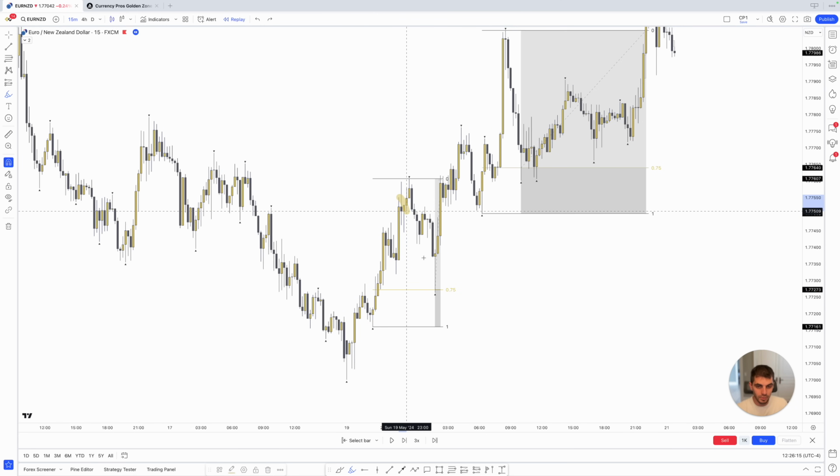Price retraced back into the 75%. Pretty much sniped the 75%. There would have been almost no drawdown there, and then it went straight to take profit within an hour. It's a pretty substantial opportunity there. But like I said, it would have been the riskier of the 2.